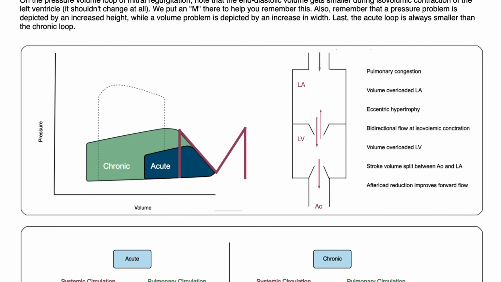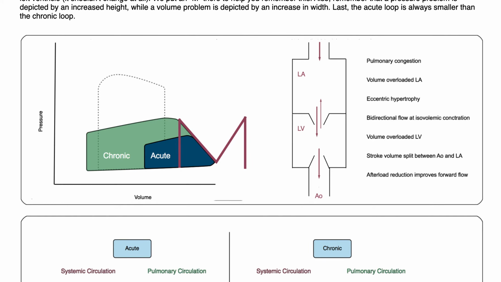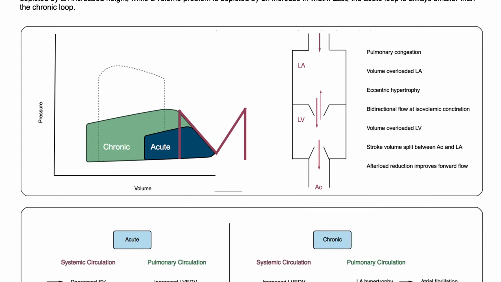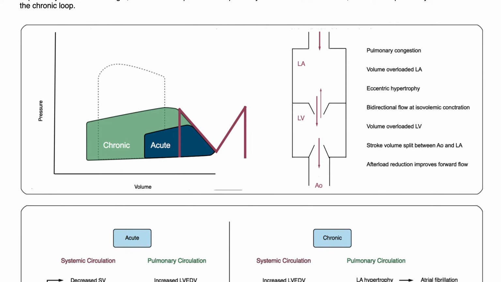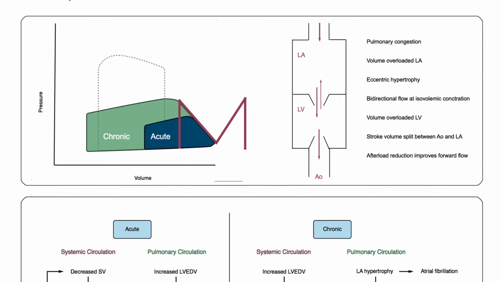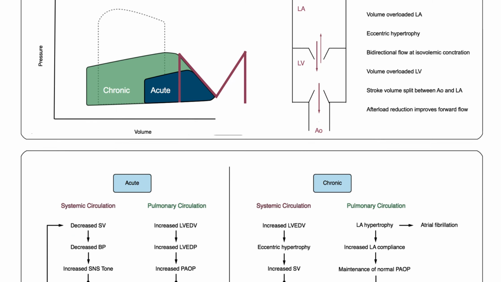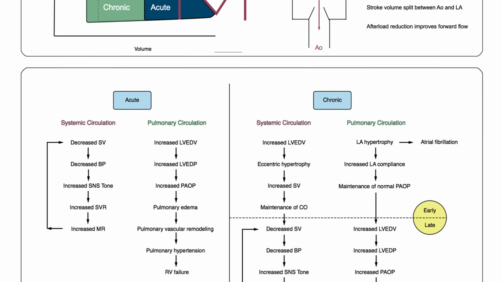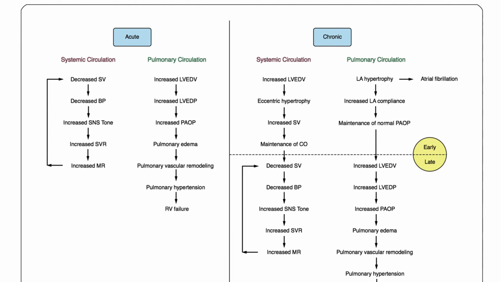So the following diagrams depict pressure volume loops of mitral insufficiency on the left, and then the actual valvular pathologies on the right with subsequent sequelae. And then on the left, you'll see the pathophysiology of acute mitral insufficiency versus chronic mitral insufficiency.